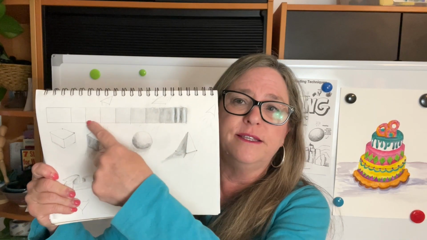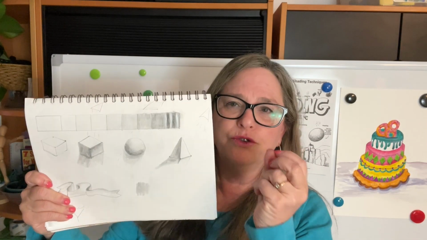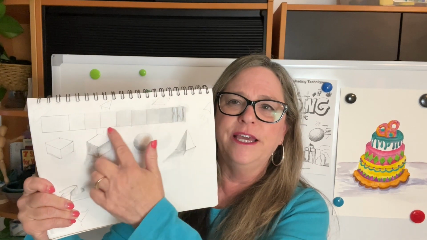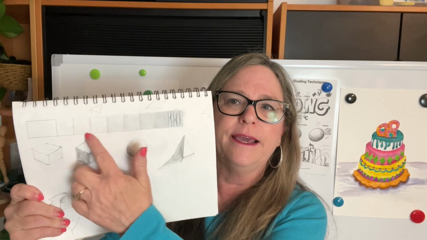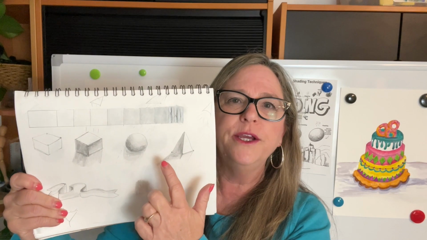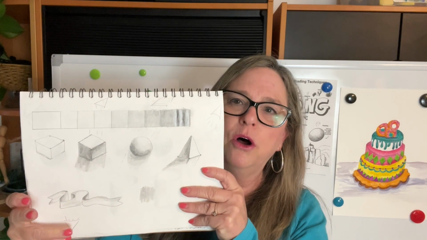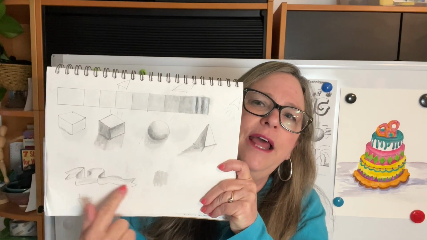We're going to be practicing how to use a pencil and how to get black, and then how to get all the other shades in between black and white. We're also going to create three-dimensional shapes, cubes and balls and things like that. I even have a ribbon.